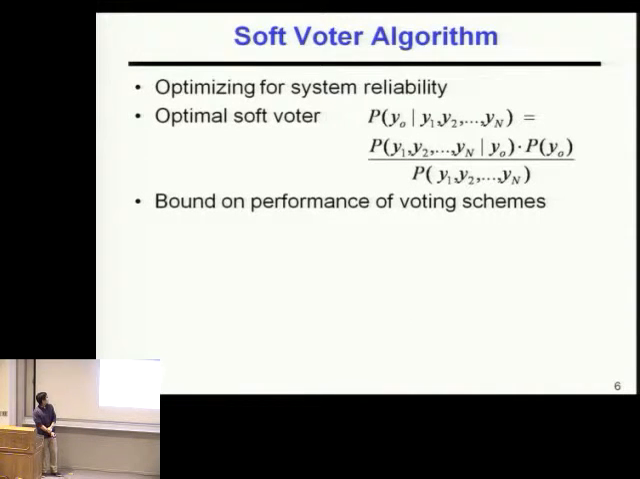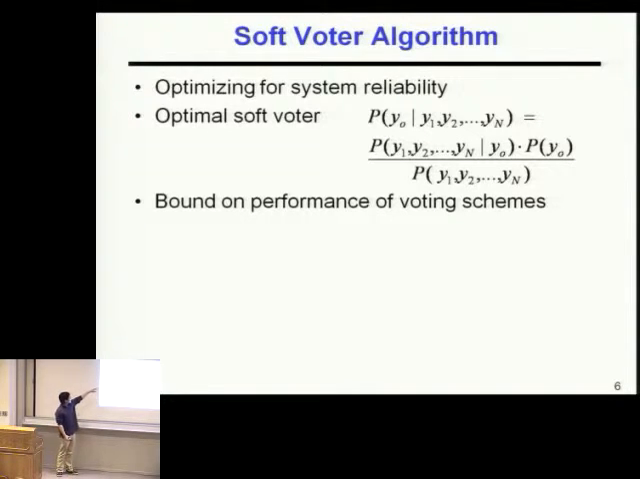So combining these, we can come up with the soft voter algorithm. And right now, our algorithm is optimized for system reliability. So the optimal voter would be to compute the maximum of that probability. Here, the first term in the numerator is the detection term we saw earlier on, but you can see it's multiplied by another probability, which we refer to as the prior. So this would be the probability that each value is actually observed.